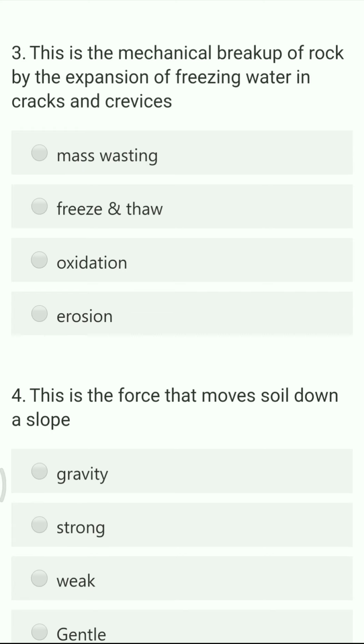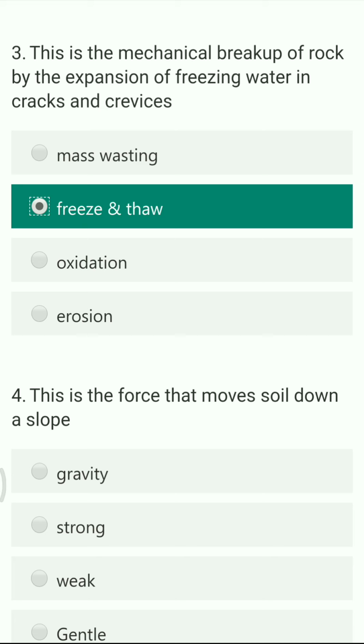Next question. This is the mechanical breakup of rock by expansion of freezing water in cracks and crevices. The options are mass wasting, freeze and thaw, oxidation and erosion. Freeze and thaw is the right answer because in this process the water freezes and solidifies, and again it comes back to the normal state. Because of this expansion and contraction, the widening of the rock takes place and later the rock breaks down into smaller pieces, and hence it is called freeze and thaw weathering.